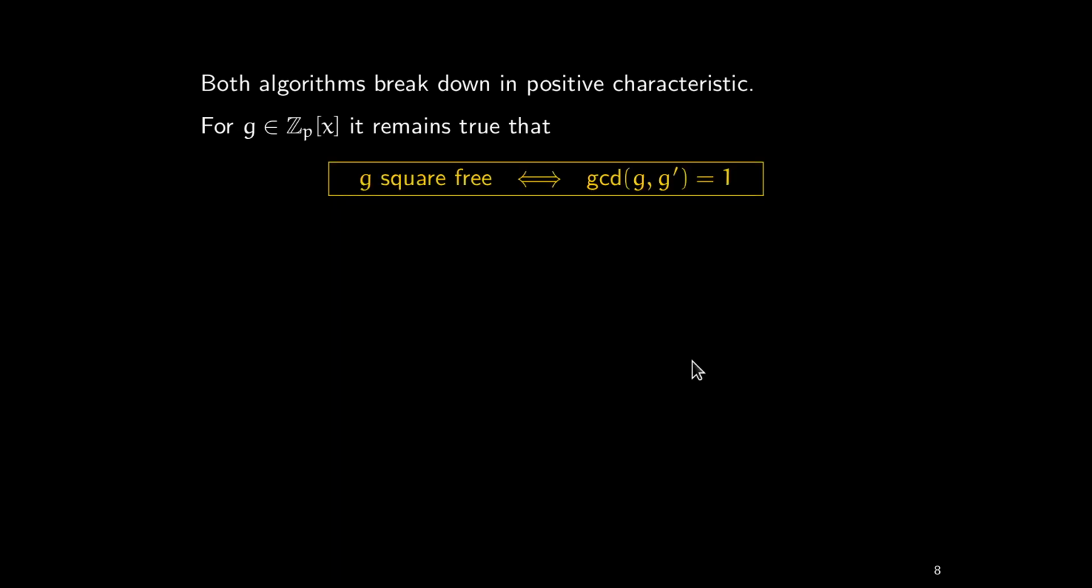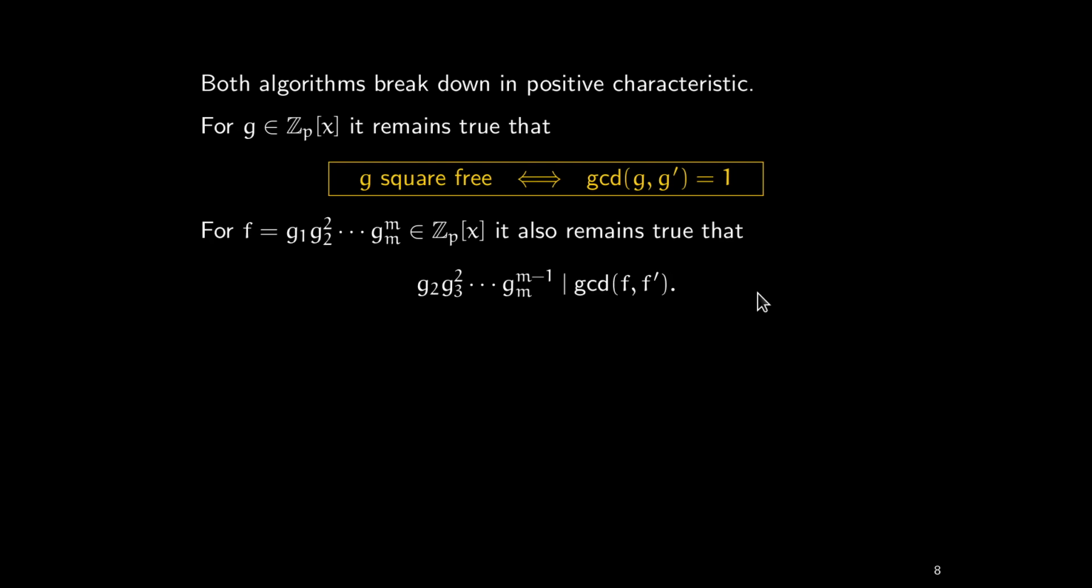One thing that remains true is this equivalence. It is also true in positive characteristic that a polynomial is square-free if and only if it's co-prime with its derivative. And for an arbitrary polynomial, square-free or not, with an arbitrary square-free decomposition, it is still true that this product of these components with all the multiplicities reduced by 1 is contained as a factor in the GCD of f and f prime. Remember, in the case of characteristic 0, this GCD is equal to this product. That's what we called U in the algorithms. But now it's still true that this divides the GCD, but in general the GCD contains additional factors.